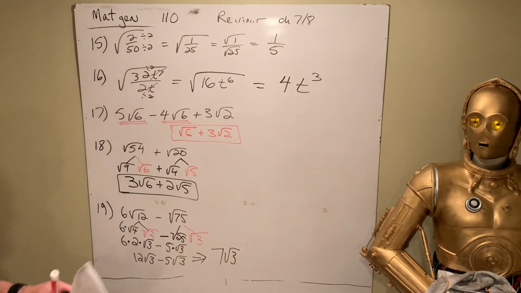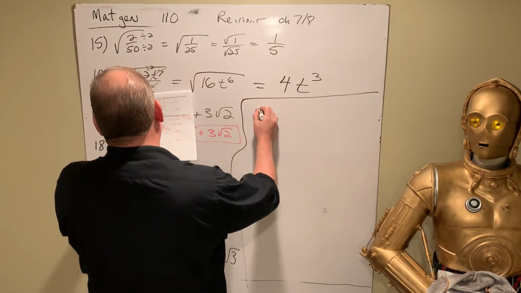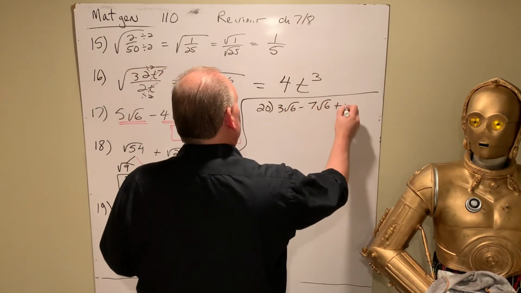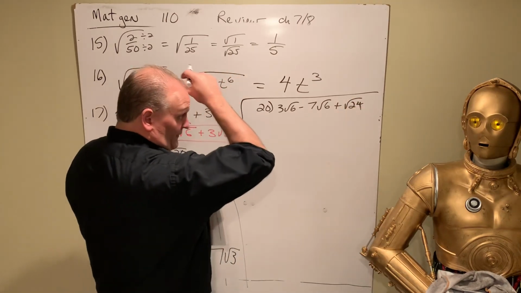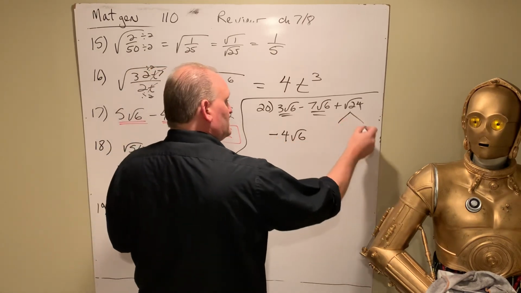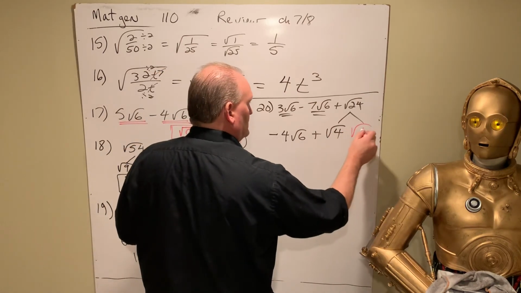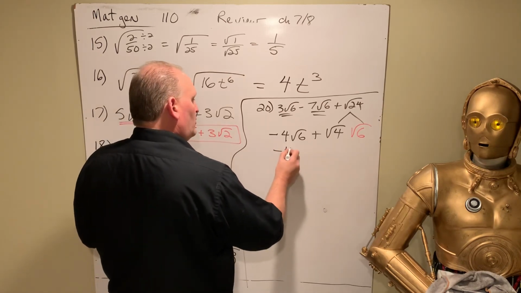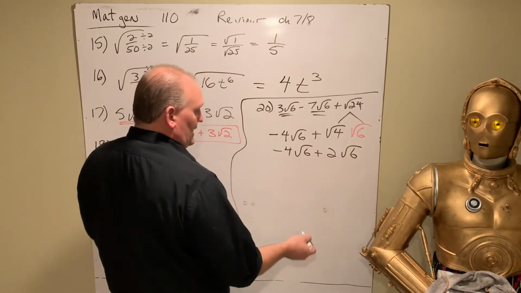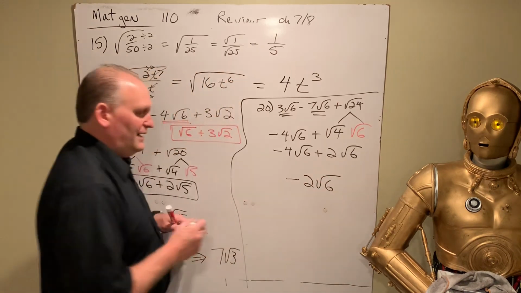All right. And then the last one here, number 20, is 3 square roots of 6 minus 7 square roots of 6 plus the square root of 24. So we can do the first 2 right away. We can combine those. That's negative 4 square roots of 6. And then this we've got to still break down. So perfects and leftovers. Negative 4 square roots of 6 plus 2 square roots of 6. And now we can combine those like terms. So negative 2 square root of 6. And that's it.